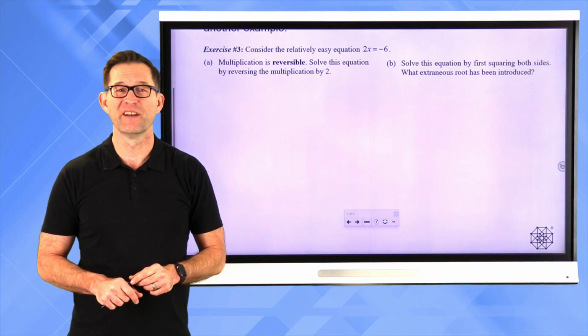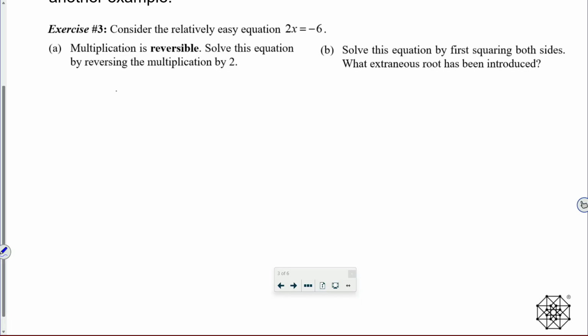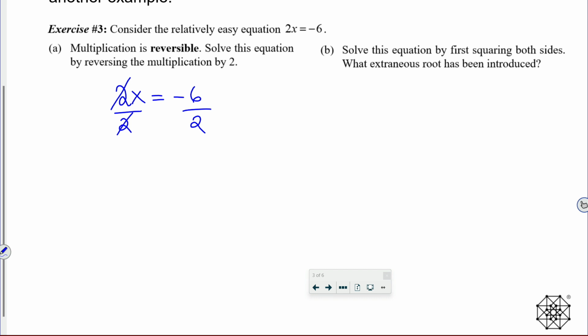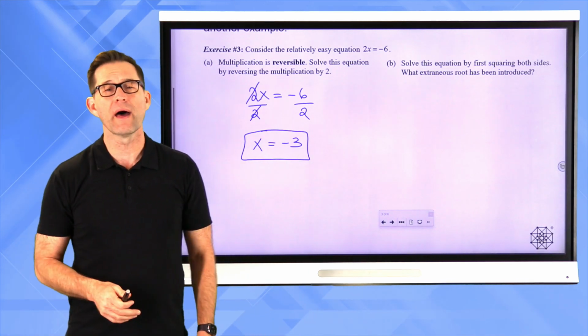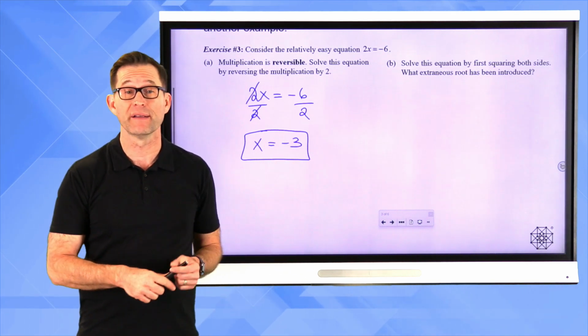Well, I hope you got -3, right? So, in other words, if I take 2x and I make it -6, the common way of solving this is to divide both sides by 2 because it is the inverse of multiplication, and I get x is equal to -3. Now keep in mind we do that because we've been taught that that's what we should do in order to get x by itself.